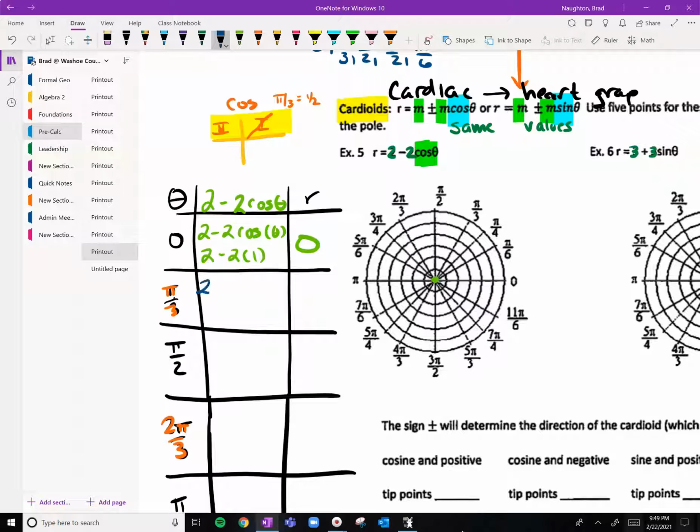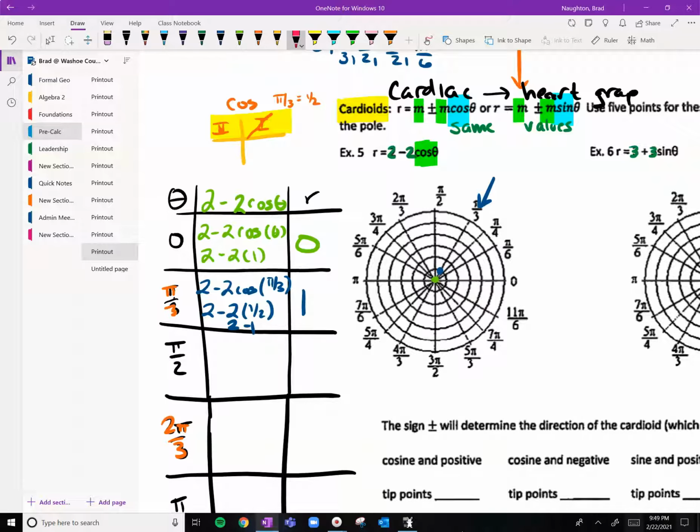So I'm going to go 2 minus 2 cosine of pi over 3. Now we know that the cosine of pi over 3 is going to be 1/2. So 2 minus 2 times 1/2 is going to be 2 minus 1, which is going to be 1. So remember, we plugged in this pi over 3, so that's why we're going to go to just 1, which is right there.